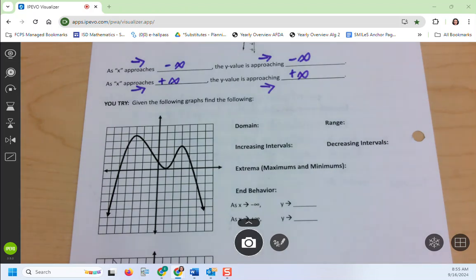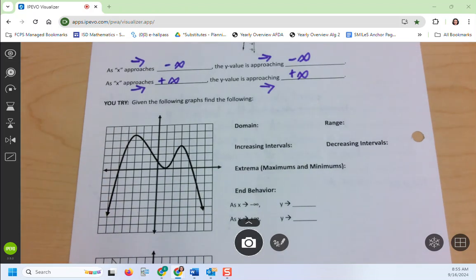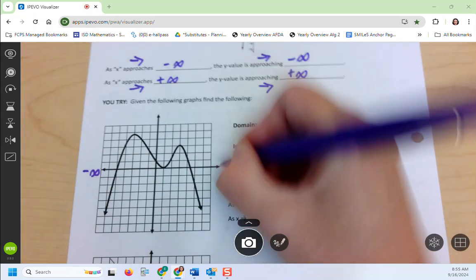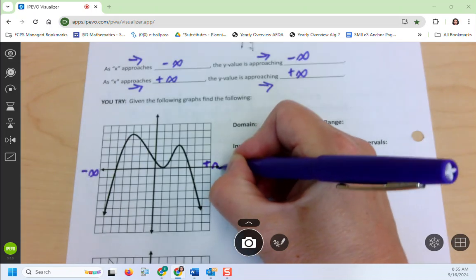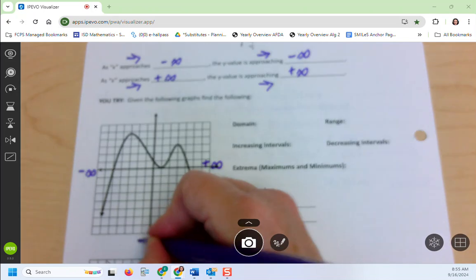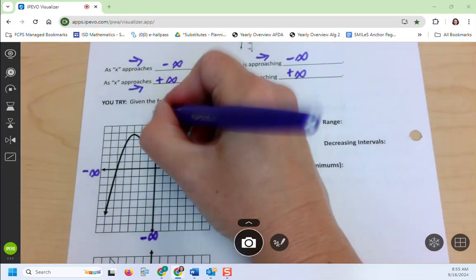All right, we're actually going to do this one together, and then you guys are going to work on this one. I'm going to have you label your axes on the x-axis, negative infinity and positive infinity. And then on the y-axis, negative infinity and positive infinity.